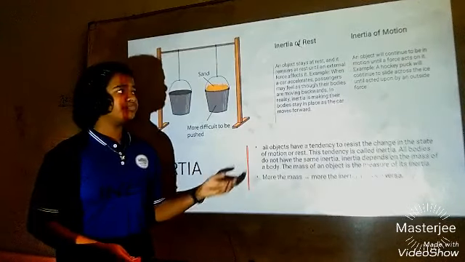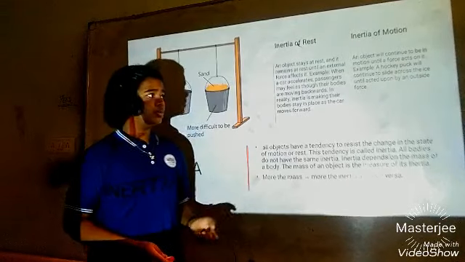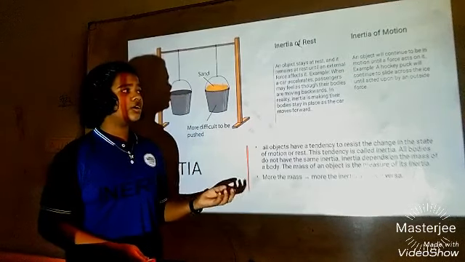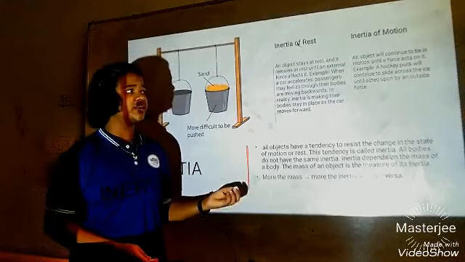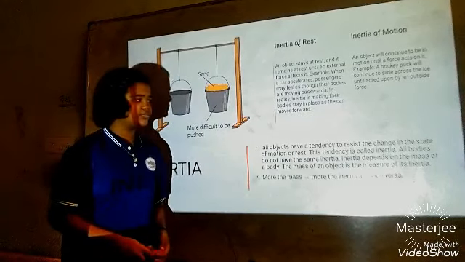Inertia of motion. An object will continue to be in motion until a force acts on it. For example, a hockey puck will continue to slide across the ice until acted upon by an outside force.